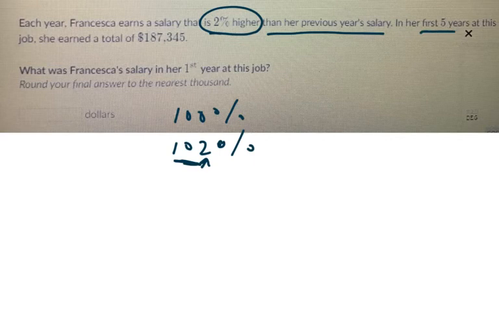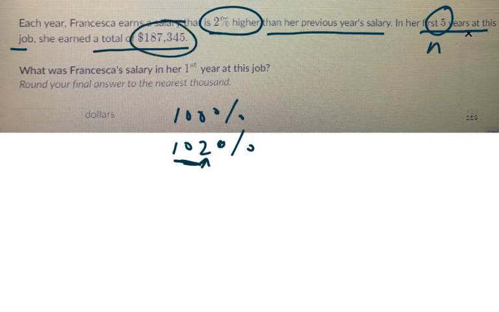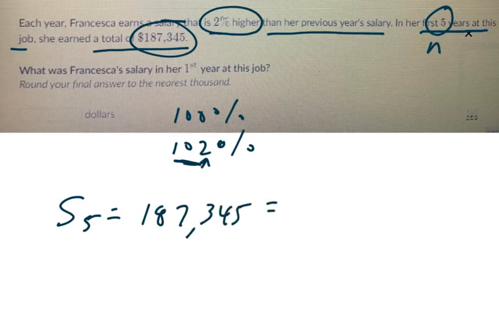In her first 5 years at this job, she earned a total. So they told us the total already for those 5 years. So we're doing S sub 5. And we know S sub 5 is already $345. What we don't know is her first year's salary.